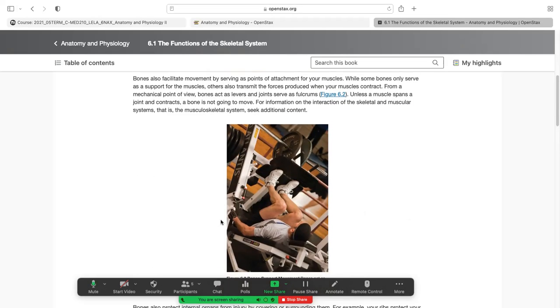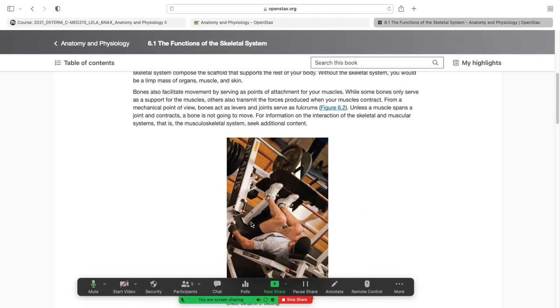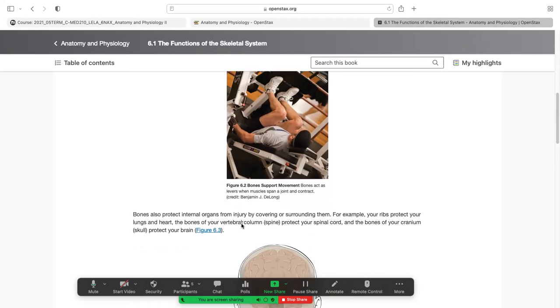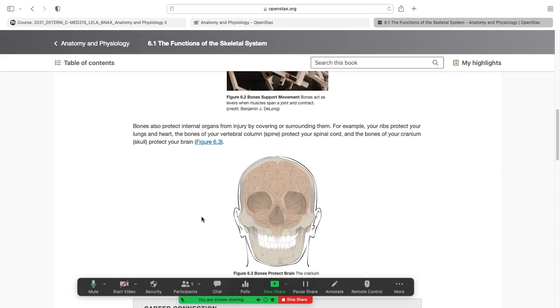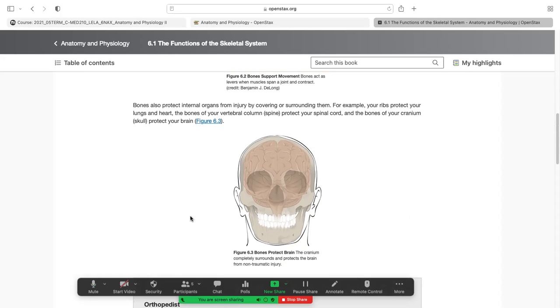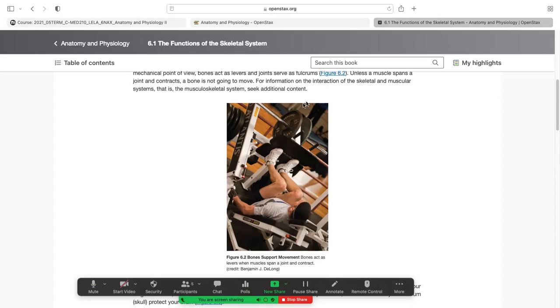Look at this guy, doesn't even put on the plates. Sadness. That's all right. Maybe it's his first day back in the gym. Just kidding.